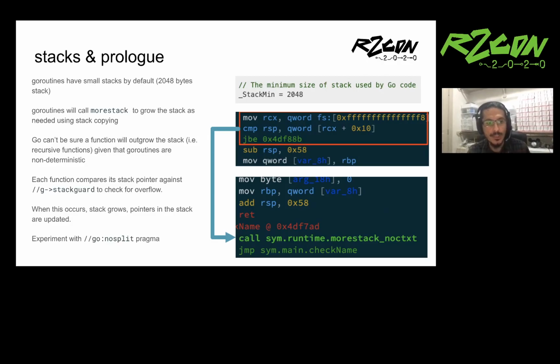And because of that, Go routines will call morestack, this particular function from the runtime, to grow the stack as needed using this technique called stack copying. This is because Go can be sure that a function will grow the stack.